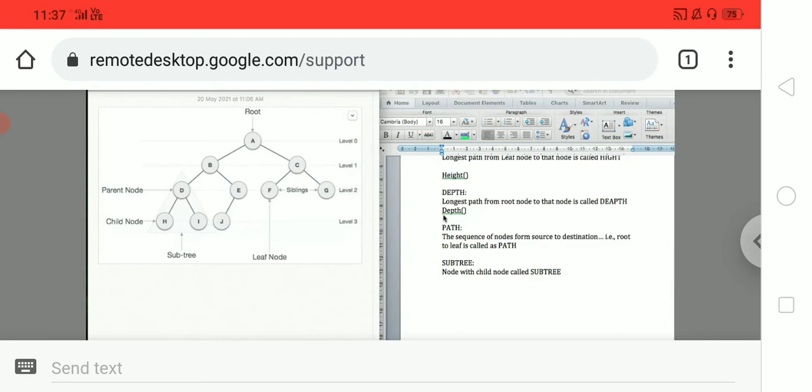Now we have discussed the definitions with the diagram. Now let us implement some examples with the help of the diagram only.